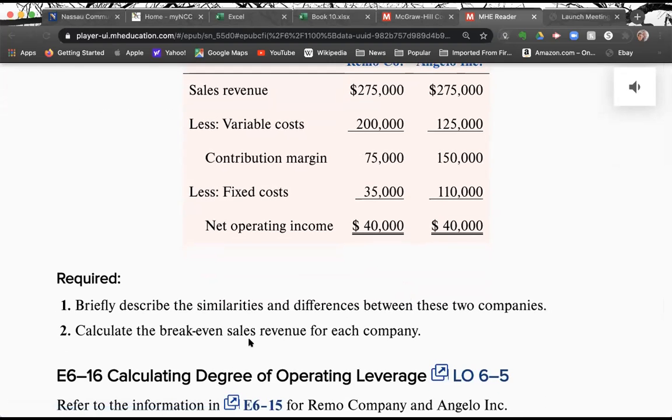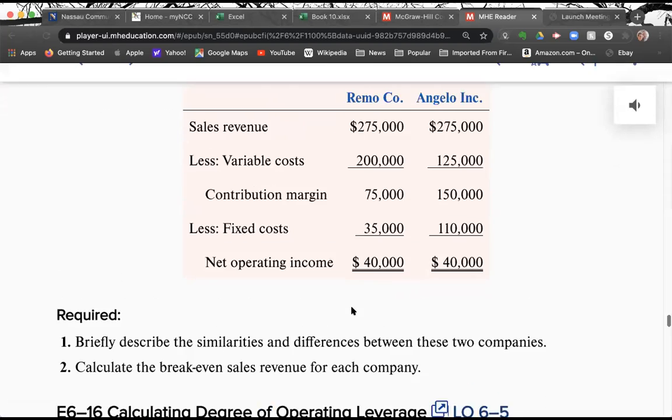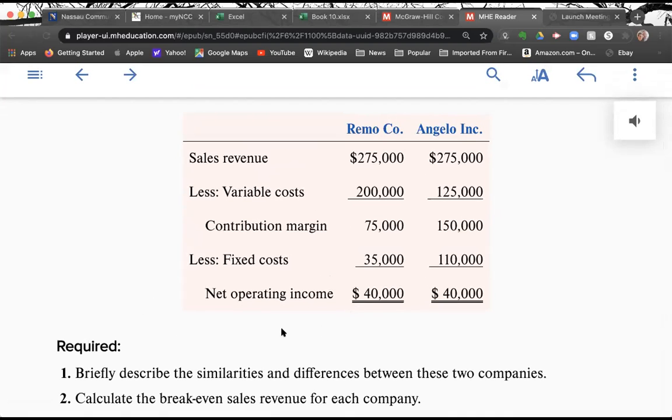So let's calculate the break-even sales for each company. Now, how do you calculate break-even sales? You have to first calculate that contribution margin percentage. So how do we calculate that percentage? We take the contribution margin over sales. 75,000 over 275. 150 over 275, right? So let's get our Excel out again.